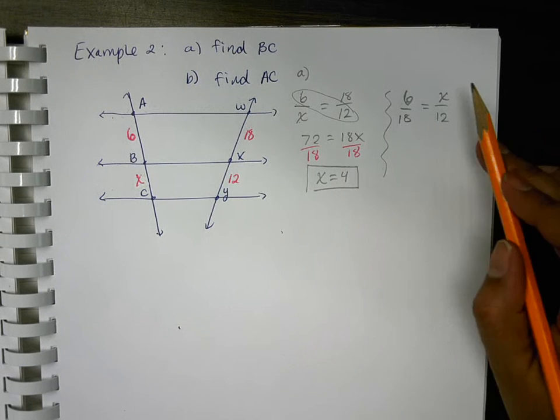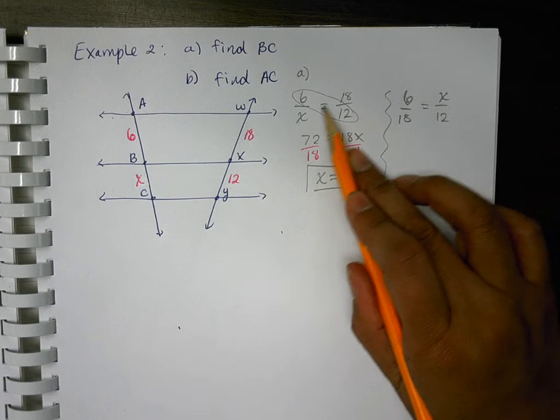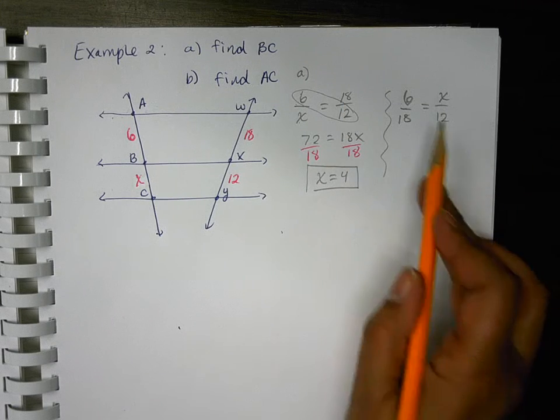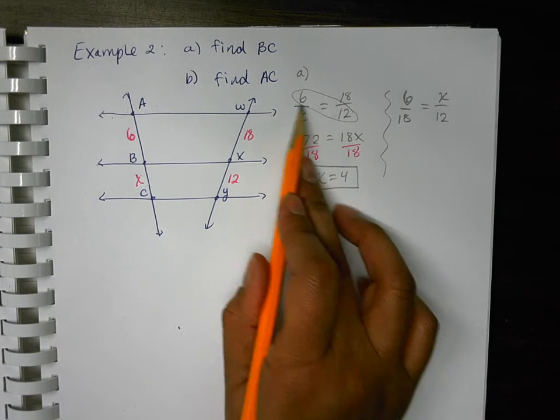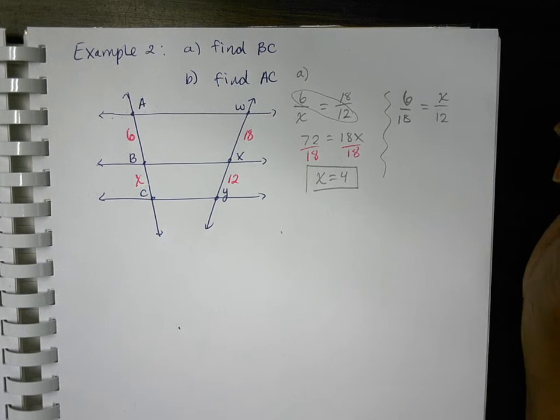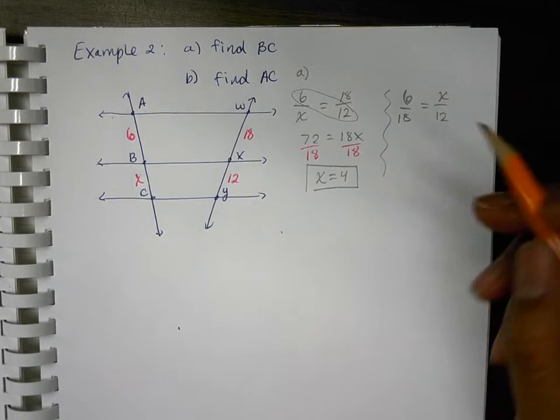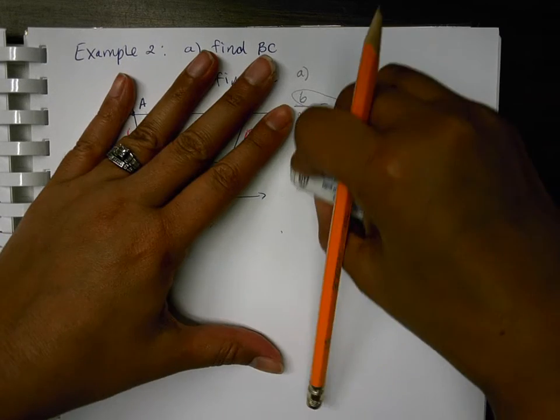Does it work? Here I end up with 18x. Is that the same thing I have here? Yes or no? And here I have 6 times 12. Is that the same thing I have here? Yes. So does it come out the same? Yes. All right. I'm done with part A, and I'm going to erase the x equals because what did they ask us to call it?